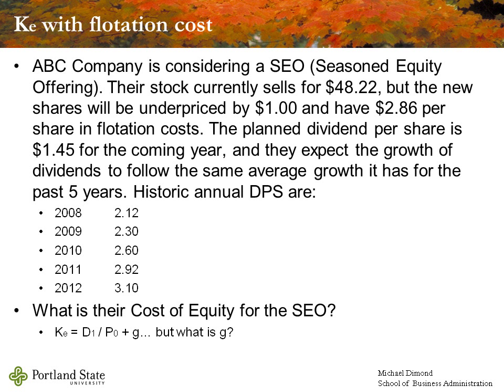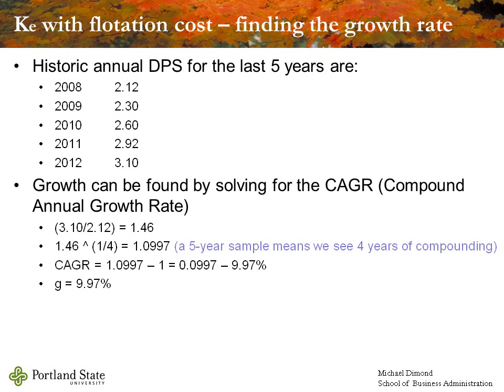Well, we know we're going to wind up with the cost of equity equal to the expected dividend divided by the price per share plus the rate of growth, but we don't know what the rate of growth is yet. Let's talk about that first. The historic dividend per share, DPS stands for dividend per share, is as shown. And if we're looking at that growth, what we can do is figure out exactly what we're seeing happening over a period of time and see what the compound annual growth rate is.